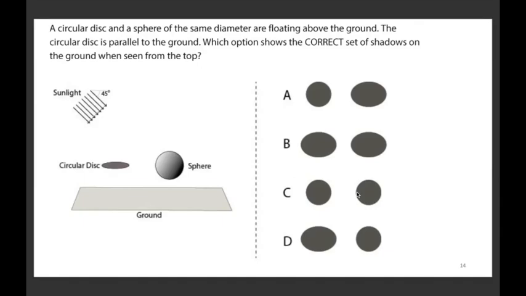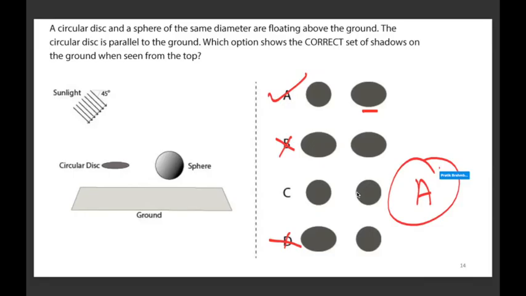So here, because the angle is 45 degrees, the shadow of the circular disc will look like a circle only. So B is wrong and D is also wrong. Now for the sphere's shadow, A and C are where to check. Because it's a sphere, the shadow of a sphere will be ovoid. So option A is the correct one. All right, we move to the next one.